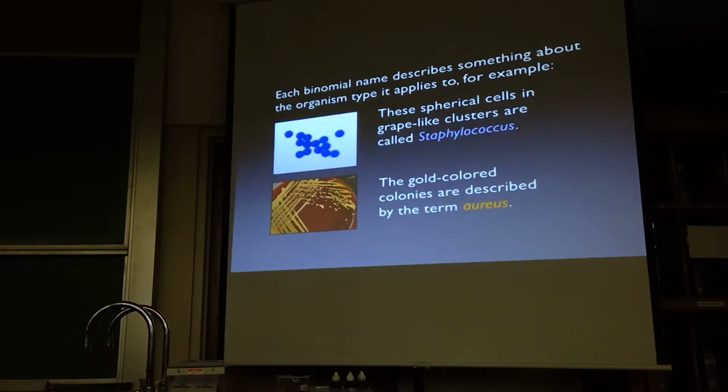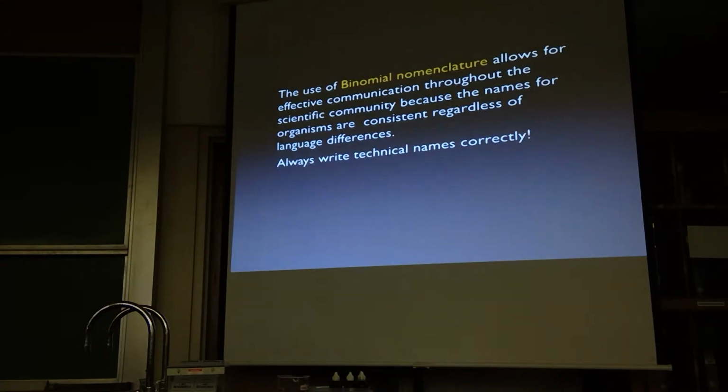The specific epithet, aureus, means golden colored. They are gold colored depending on what medium you put them on. This one appears to be on blood agar, so the gold is probably carotenoid pigments the cells are producing themselves, but not all Staphylococcus aureus produce gold-colored colonies. You may have noticed on our mixed A plates, ours are white. Nevertheless, Staphylococcus aureus is a binomial name. It's a two-part technical name for a particular organism type.